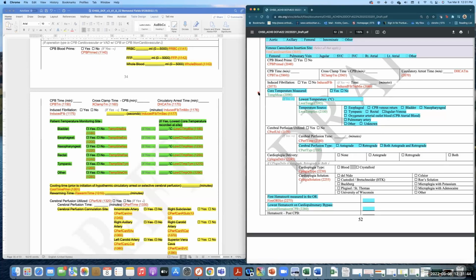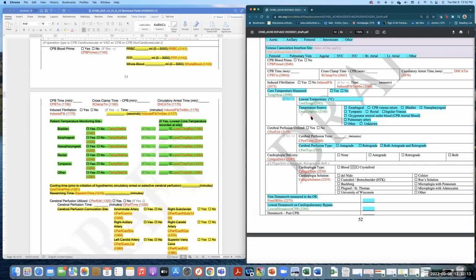When we get to core temp measured, we have now changed this field, which I think will make it a little bit easier. Was a core temp measured, yes or no? What was the lowest temp, and what was the temperature source? So with this temperature source, no longer is it a yes or no to each one of these sources where we can obtain a patient's temperature. We're selecting one. And this comes over from the adults. It's how they collect their temperature in the OR.